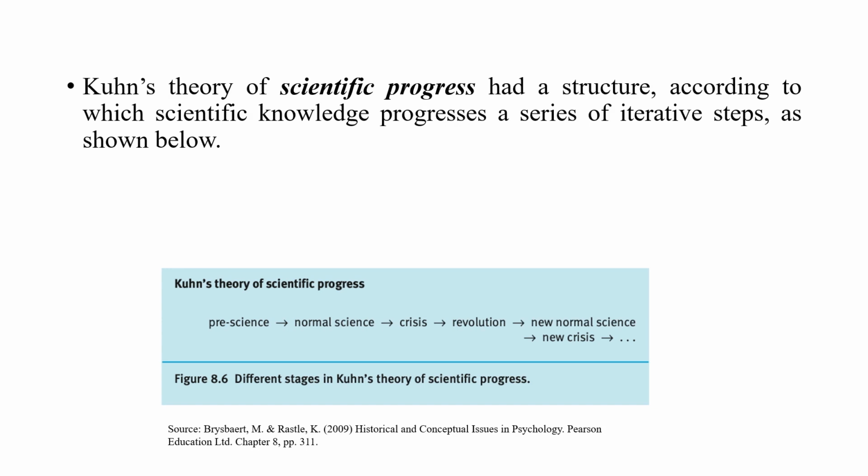Now, according to Thomas Kuhn, scientific progress has a structure. According to this structure, scientific knowledge progresses through a series of iterative steps. At some point people are in a stage of pre-science, then it goes to normal science, then there is a crisis or a revolution, something major happens here, and then eventually people come back to pre-science, normal science, and so on again and again. So this is a cycle that repeats every once in several years.